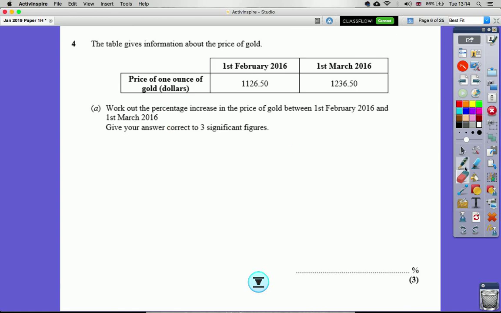The table gives us information about the price of gold on 1st February 2016 and 1st March 2016. Work out the percentage increase in the price of gold between 1st February and 1st March 2016. So we need to find the percentage increase. First we find the change in price. So you do 1236.50 minus 1126.50.